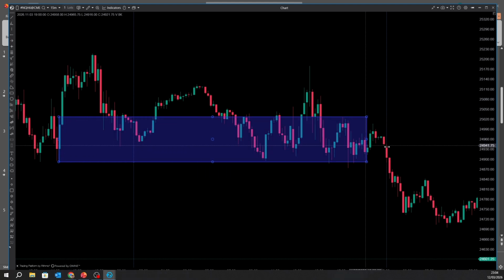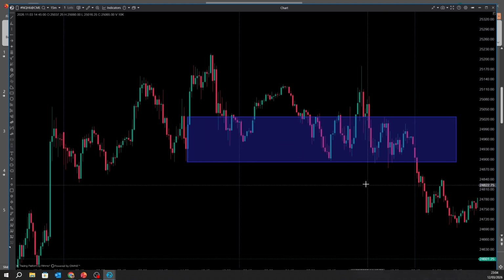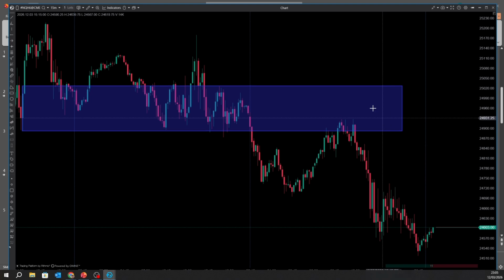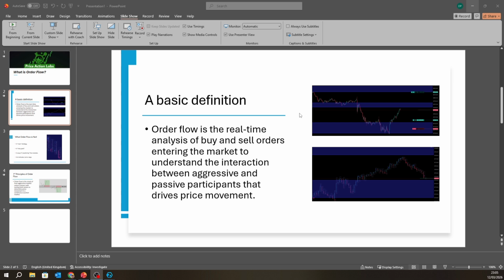So what you'll see with order flow is you're not looking to use the order flow everywhere. You're only looking to read the order flow inside of certain areas, if that makes sense, right? So it is, again, and we're going to go back to our definition over here.